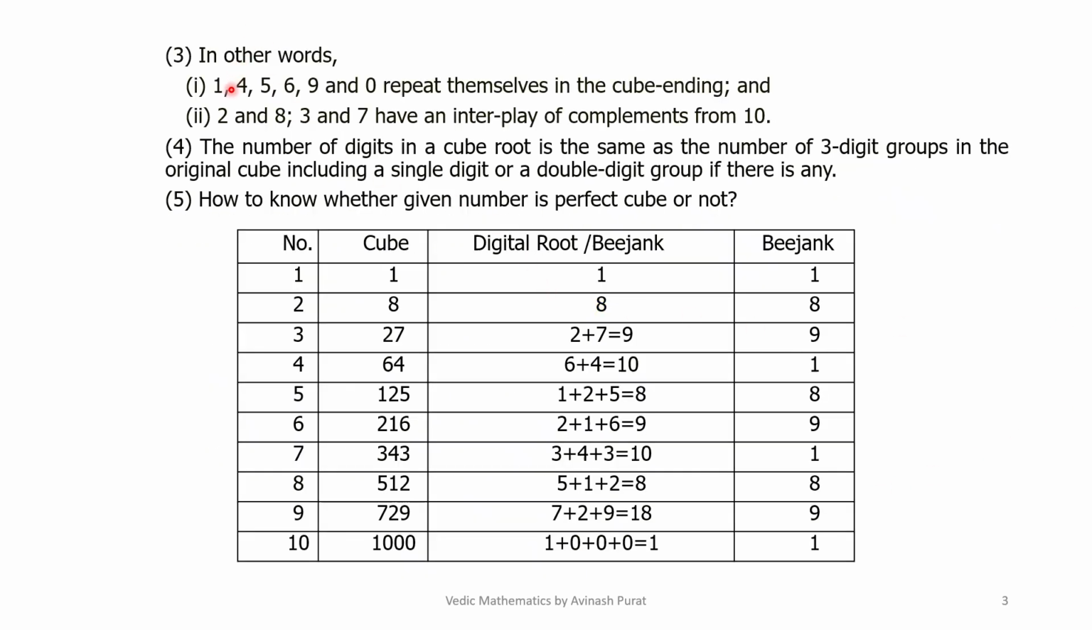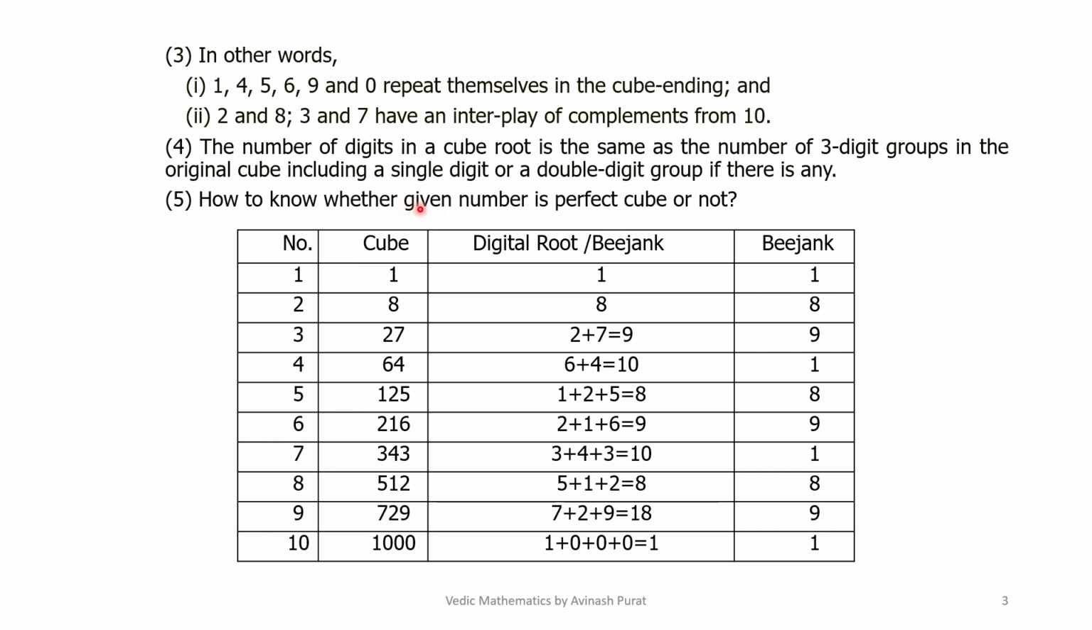In other words, 1, 4, 5, 6, 9 and 0 repeat themselves in the cube ending, and 2 and 8, 3 and 7 have an interplay of complements from 10. The number of digits in a cube root is the same as the number of 3-digit groups in the original cube, including a single digit or double digit group if there is any.